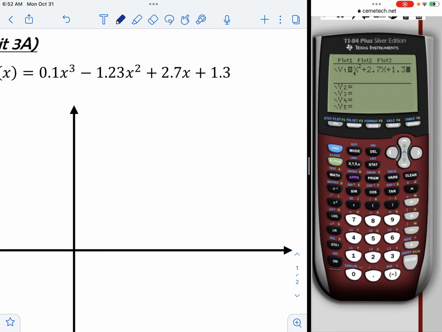Let's hit graph. It should be on your standard, or you can hit zoom 6 if it's not on your standard graph, -10 to 10. All right, and here's what our graph looks like. So this is showing us from -10 to 10.